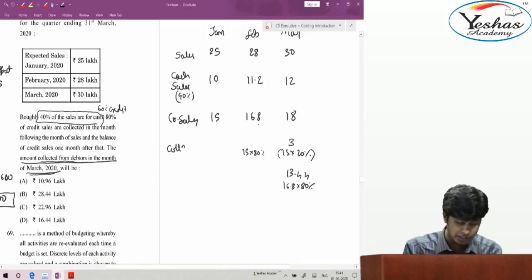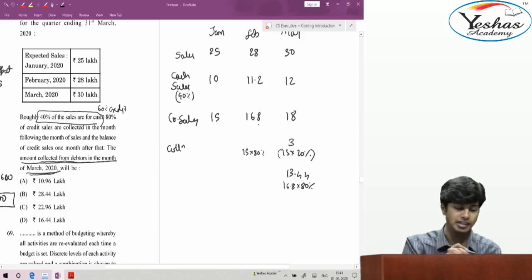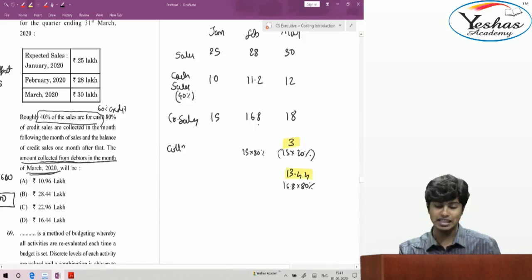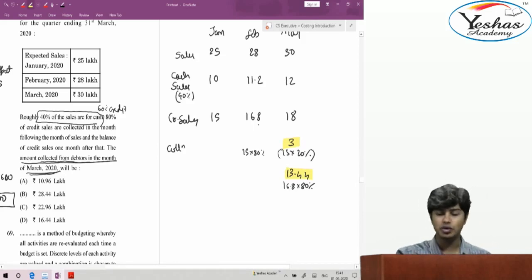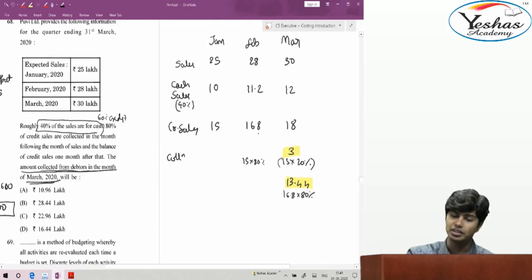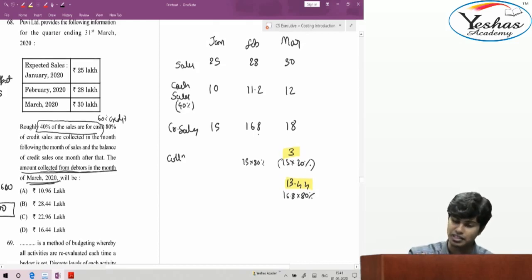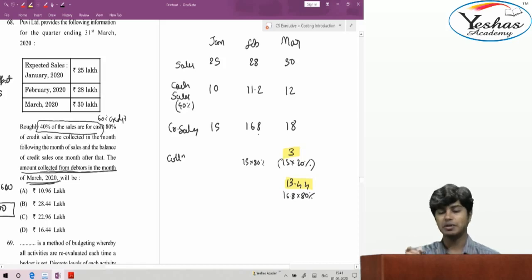So what is the question about? It is amount collected from debtors only. They're not even including cash sales. So it is 3 and 13.44. 3 is with respect to sales made in the month of January, against which 20% is collected now, because 80% was collected in February. And with respect to sales in February, 16.8 credit sales, 80% is received in March, 20% will be received in April.